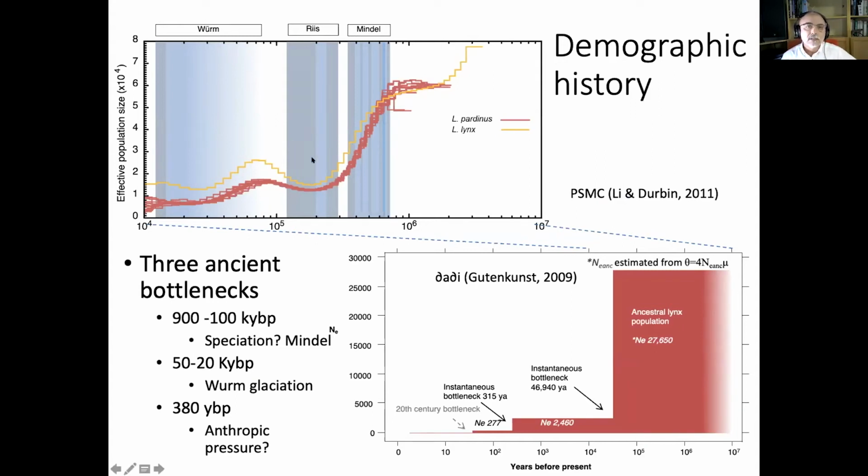Here you can see the reconstruction of the 1 Eurasian genome and the 10 Iberian genomes. So you see that they both fluctuate, but Iberian lynx maintained very small population sizes during most of its history. And we also detected evidence for more recent bottlenecks. Apparently there have been serial bottlenecks in history. So the last one around 300 years ago, and that probably ended up with the almost extinction of the species by the end of the 20th century.